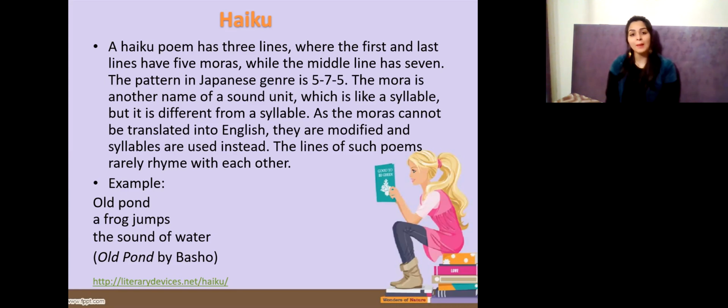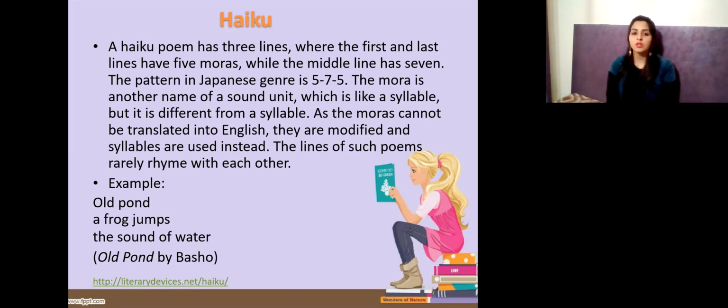The pattern in Japanese haiku is 5-7-5. The mora is another name for a sound unit, which is like a syllable, but different from a syllable. Moras cannot be translated into English, so they are always in the specific language in which the poem is written. They are modified and syllables are used instead. When it is the modified form, it is known as a syllable.